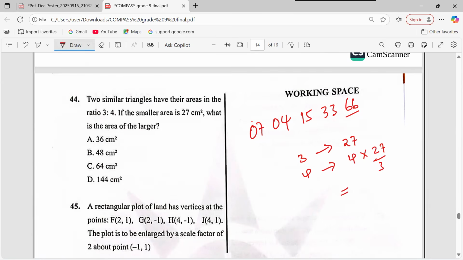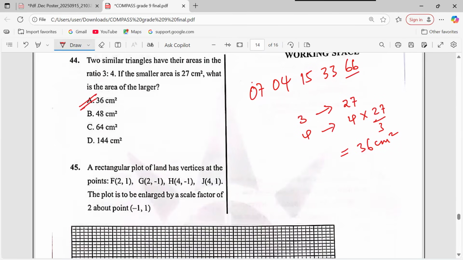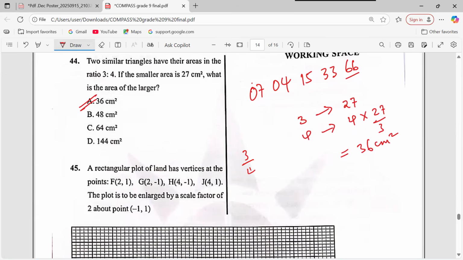This will be 9 by 4, which is 36 square centimeters. Or otherwise, you would have said 3 over 4, which is the ratio, equals 27 over the unknown. Cross multiplication will give us 3x equals 4 by 27. And how will you remain with x? You divide through by 3, giving us exactly 36.